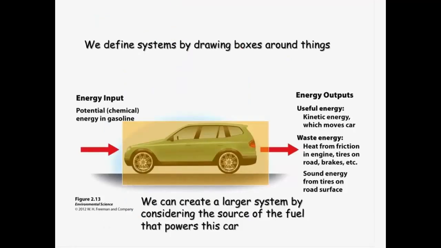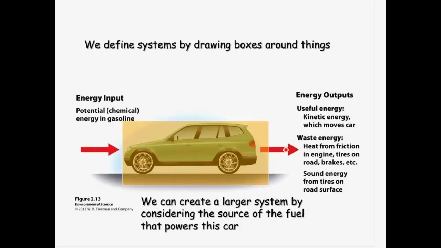Oftentimes in environmental science, we define systems by drawing boxes around them and putting arrows. And so again, it's the user who defines this. So one possibility is to define a system as your vehicle. If you own a particular car, you're looking at the energy inputs, such as the chemical energy in gasoline coming in, and you might look at the useful work that the car does and waste energy in terms of heat from friction in the engine, on the tires, on the brakes, and maybe some sound energy. And so this is a simple box model that shows some inputs and some outputs.